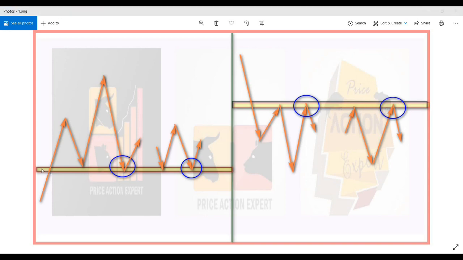See, as you can see, the zone or the line which I have marked here, the zone here, and this area. This is supposed to be support or demand area. This is supposed to be supply or resistance. Okay, I will show you how to mark this line exactly.